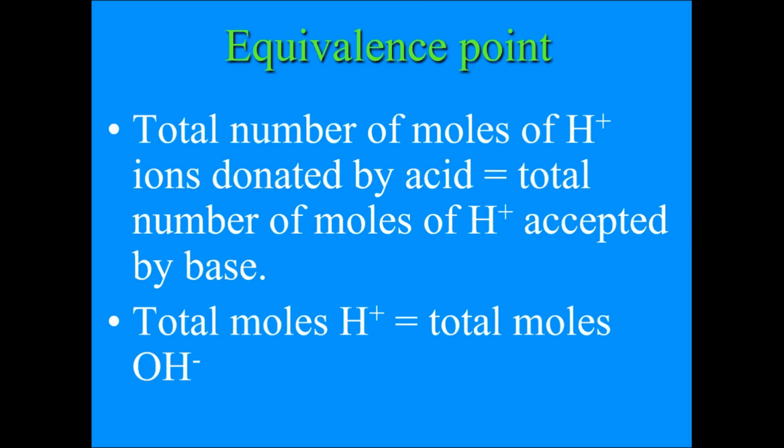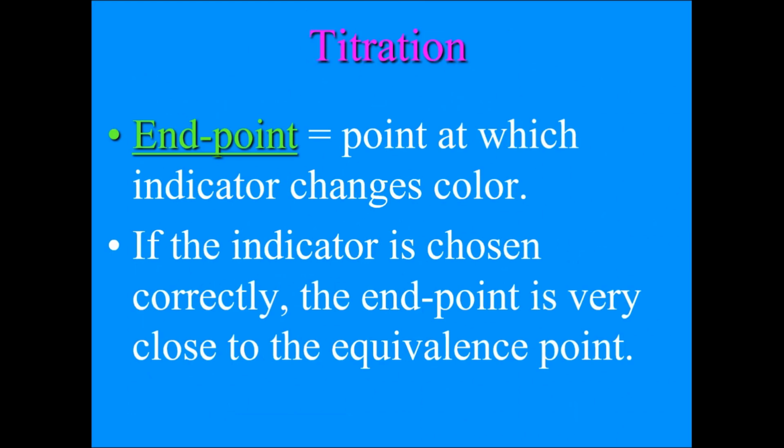Total number of moles of hydrogen ions donated by acid is equal to total number of moles of hydrogen ions accepted by base. At the end, total moles of hydrogen ions would be equal to total moles of hydroxide ions. End point is the point where you observe the color change. If the indicator is chosen correctly, the end point is very close to the equivalence point.